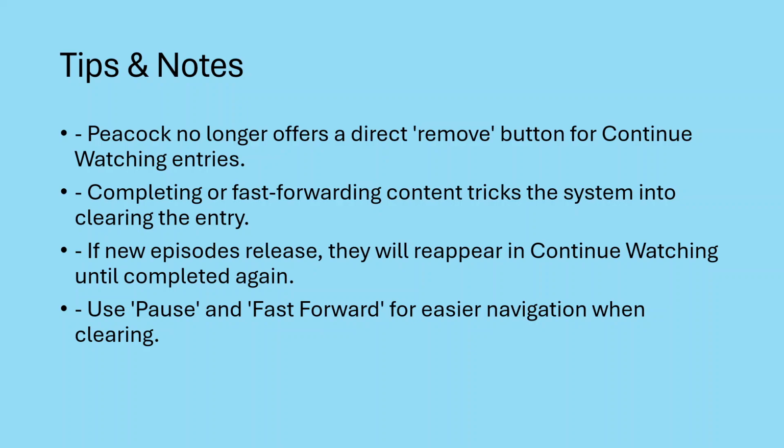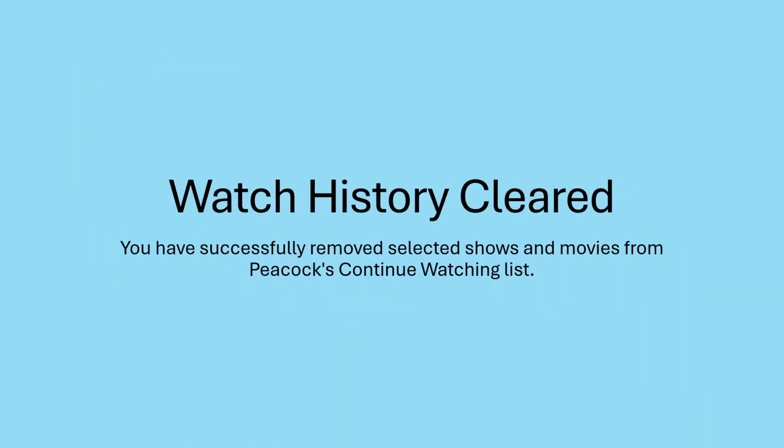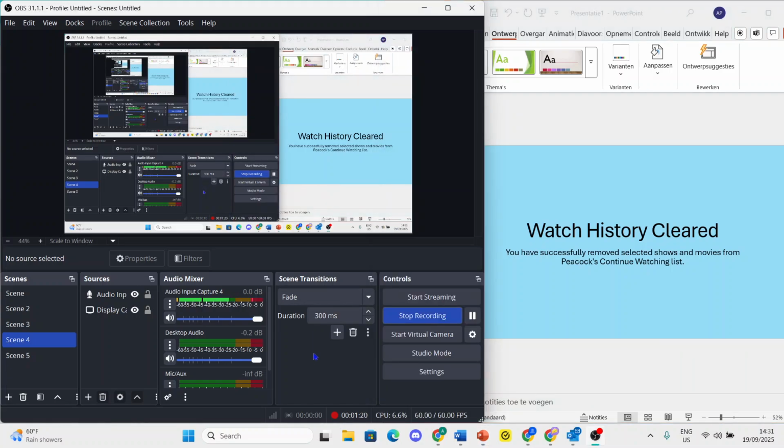Completing or fast forwarding content tricks the system into clearing the entry. If new episodes release, they will reappear in continue watching until completed again. Use the pause and fast forward for easier navigation when clearing. And that's how you clear your watch history on Peacock. It can be a bit of a hassle sometimes, but this is how it works.